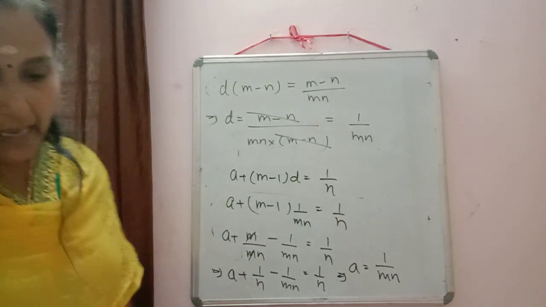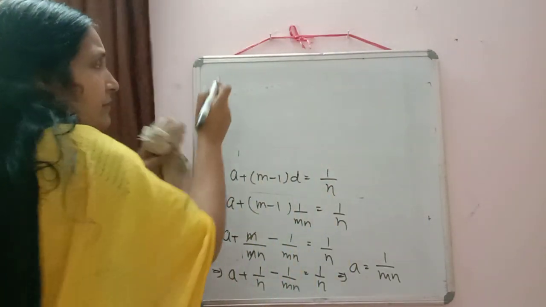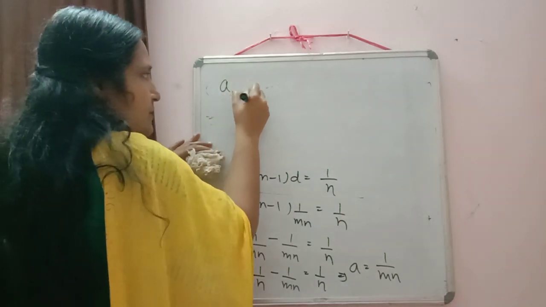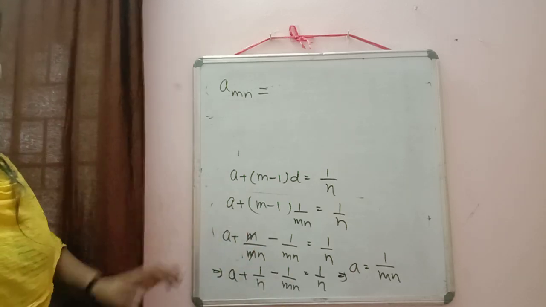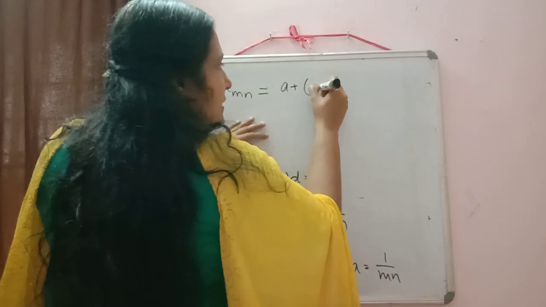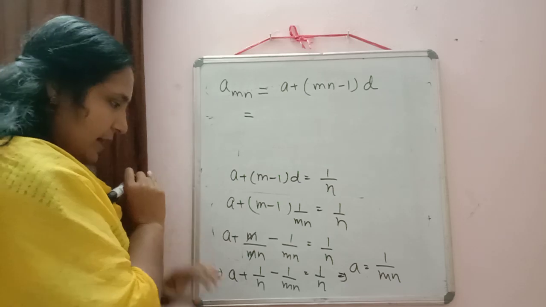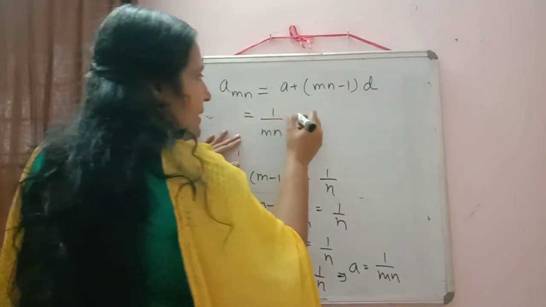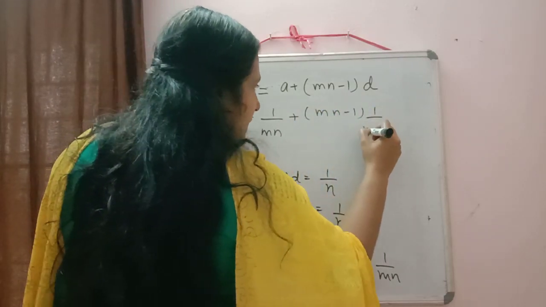Now we have to prove mnth term is 1. Mnth term. Meaning what we want, as we are writing third term means a3. So mnth term means we want amn. It's not that we have to multiply the mth term and nth term. According to the formula, what will come? A plus mn minus 1 into d. Now substitute the value. Our value of a is 1 by mn plus mn minus 1 into d also is equal to 1 by mn.